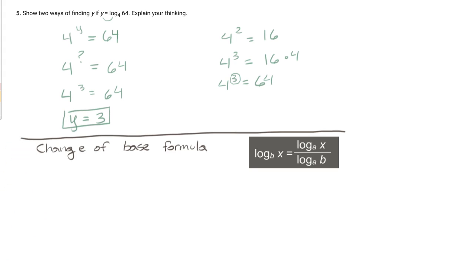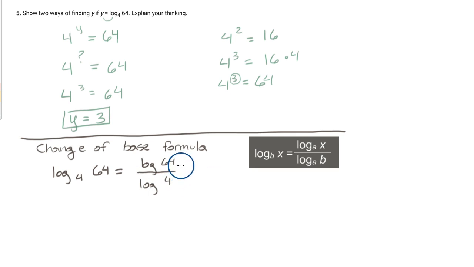A second way of thinking about this is using our change of base formula introduced in this lesson. To use the change of base formula, what we want to do is rewrite our logarithm, the logarithm base 4 of 64, as equal to the logarithm of any base that we want. The easiest would be logarithm base 10, so we don't have to write that, of 64, divided by the logarithm of 4.